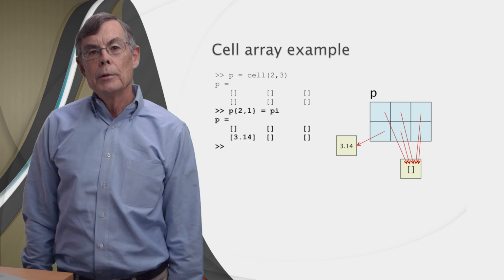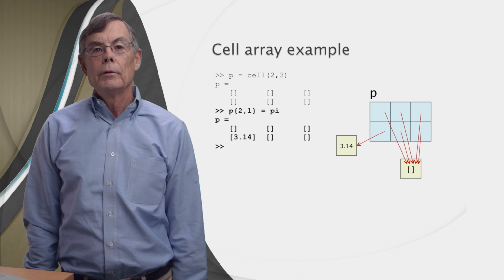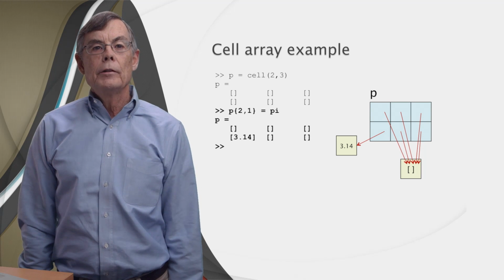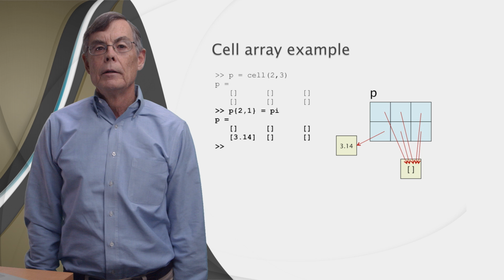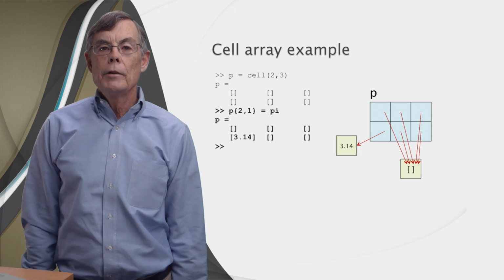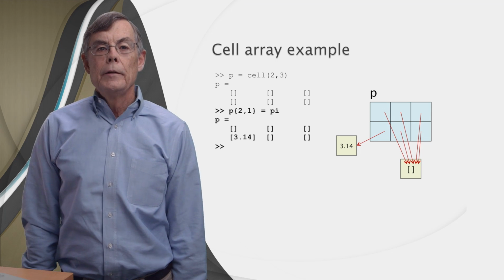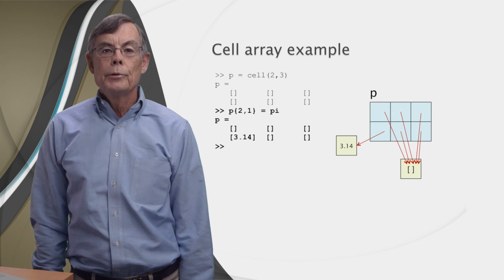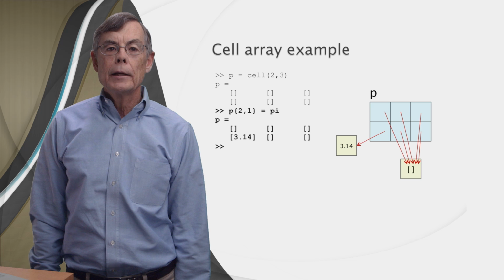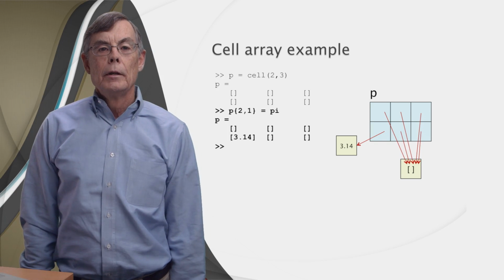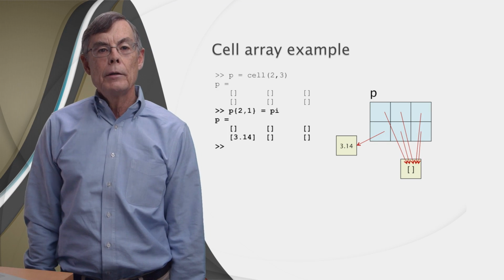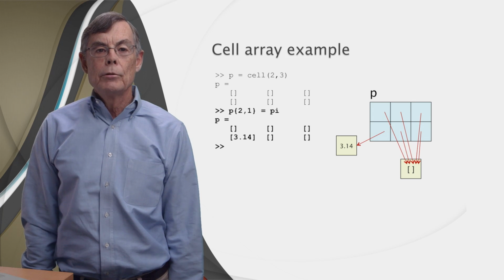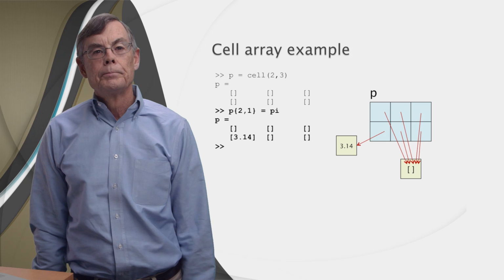In this next assignment statement, the use of braces instead of parentheses for indexing the array element indicates that the address of the object on the right is assigned to that element instead of the object itself. In this case, the function pi produced that object, a scalar, which was then stored by MATLAB at a newly allocated memory location. The address of that location is then assigned to the element 2,1 of the cell array P. Thus, element 2,1 now points at pi.